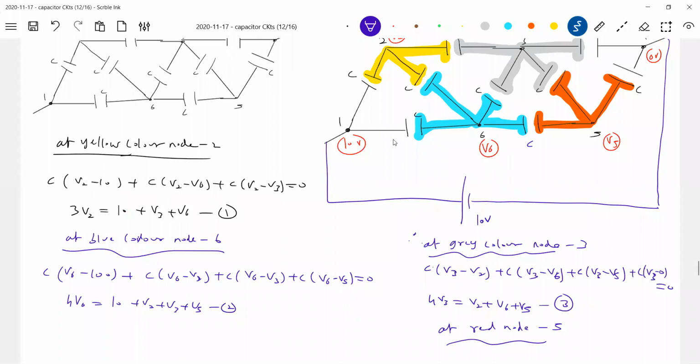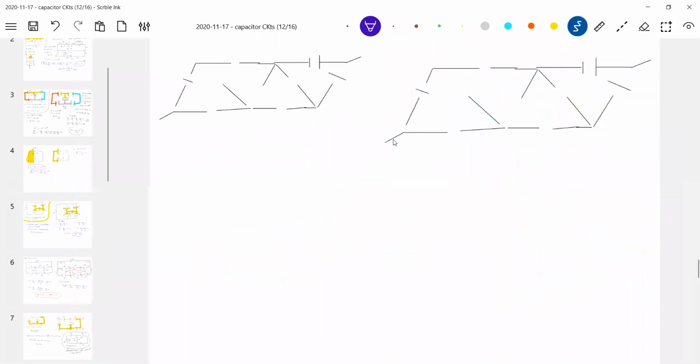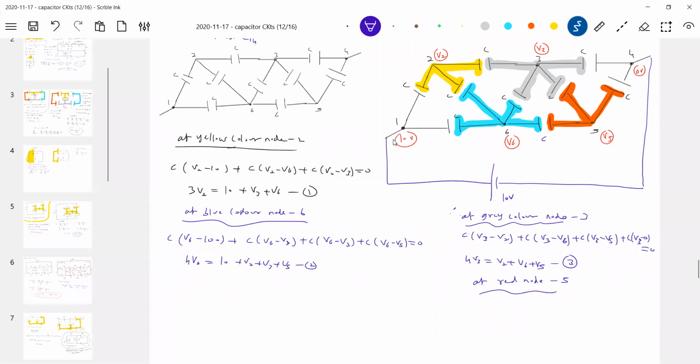I'll minimize it. Let's write the equation at the red color node, where V5, V6 plus C into. How many unknowns are there? 2, 3, 5, 6. 4 equations, 4 unknowns. Solving this will get the required answer.